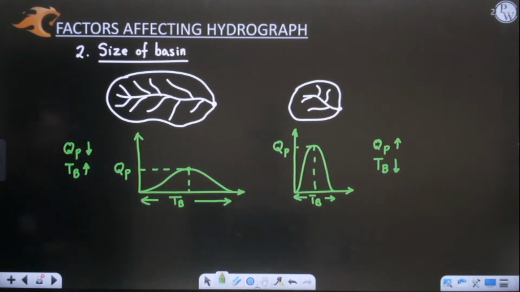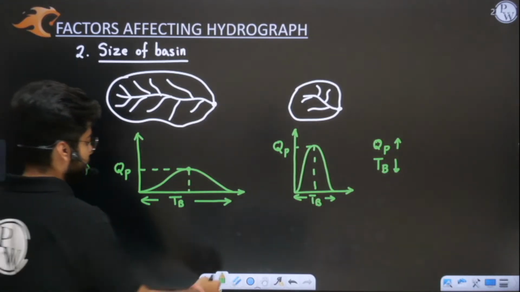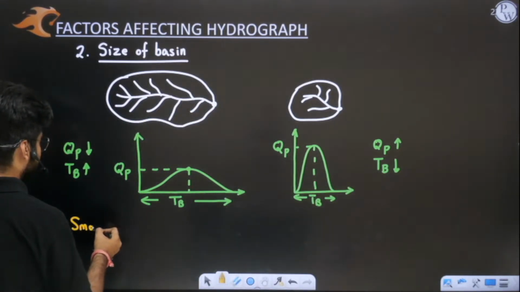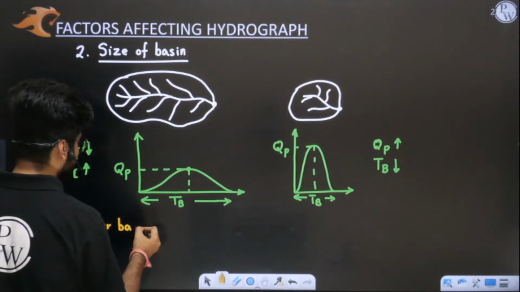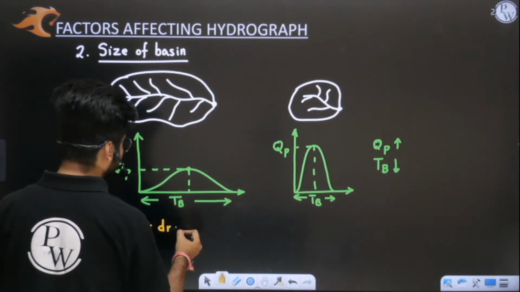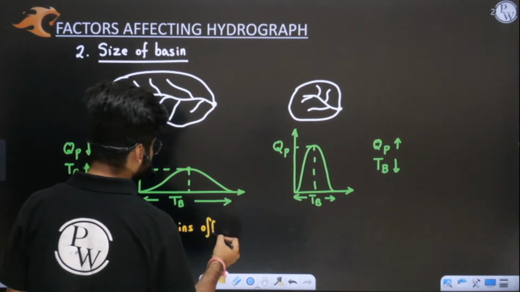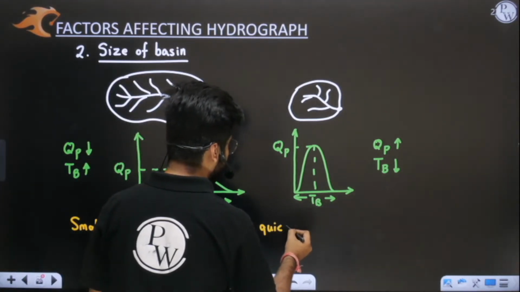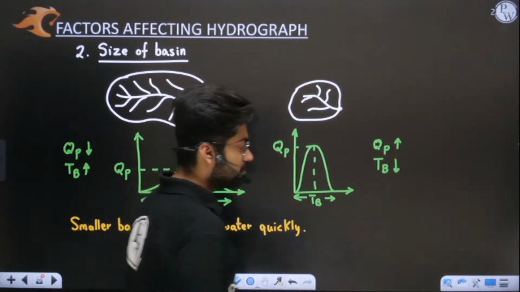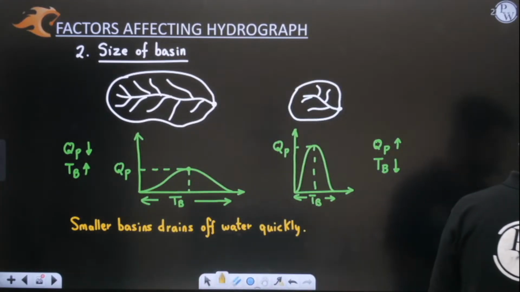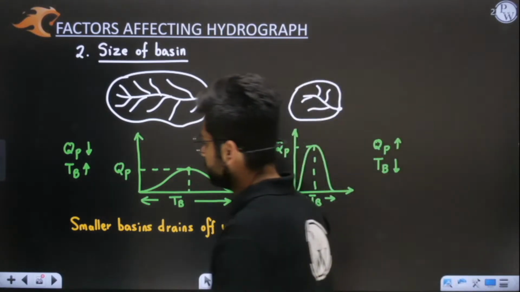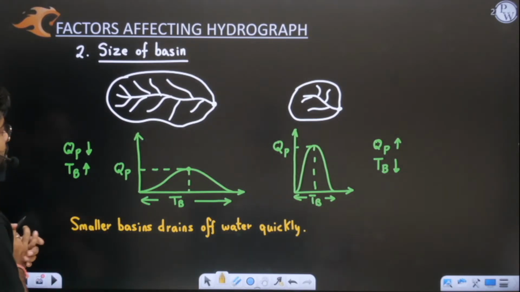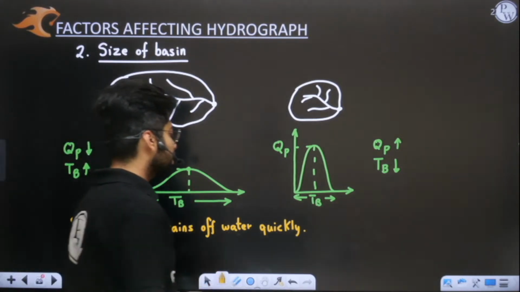Smaller basins drain off water quickly. Yes or no? So I will write one point here: smaller basins drain off water quickly, and vice versa. So this was your second factor. Now we'll move on to the third factor, which is slope of catchment area. Shall we proceed? Have you written this one?